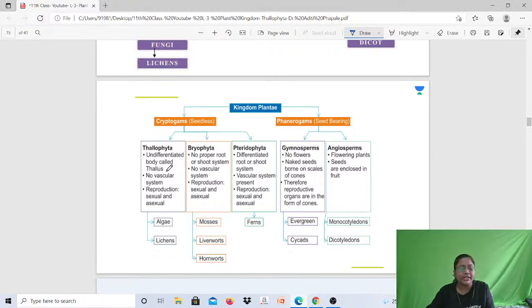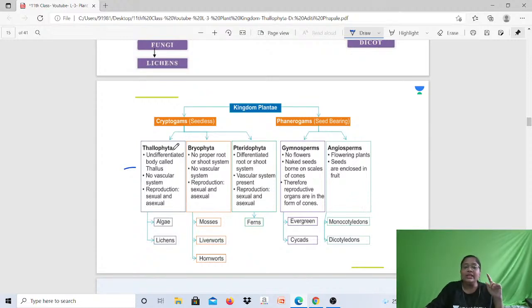Now what do you mean by an undifferentiated body? It means the body is not divided into different parts or different organs. For example, they won't have fruits, flowers, stems, roots or leaves. These structures won't be present in them. Such a body is called an undifferentiated body, and scientifically it is termed a thallus. Do not forget this.